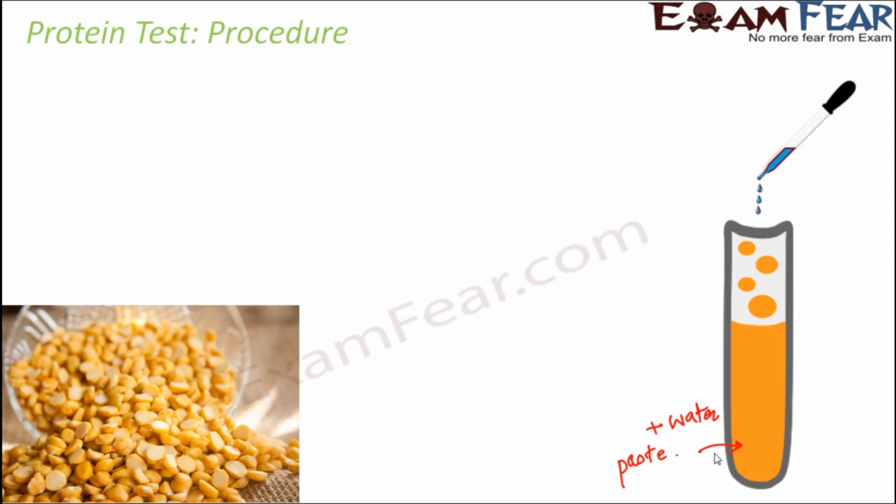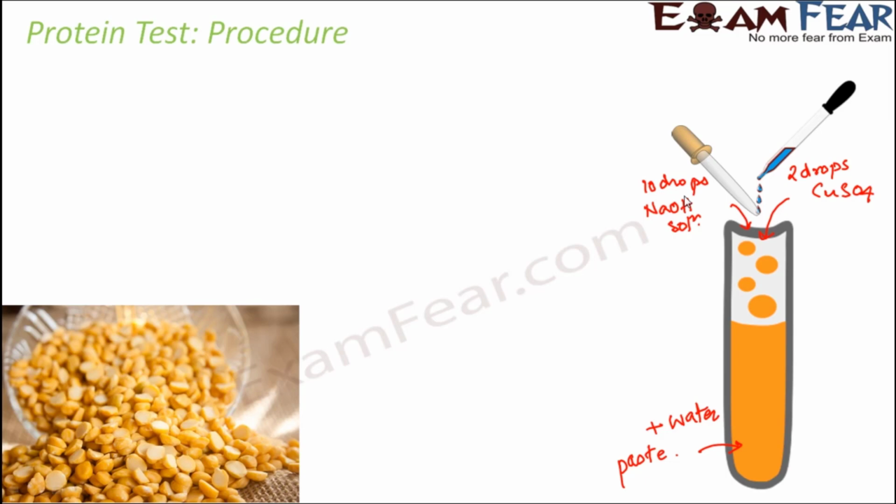Now we add to it 2 drops of copper sulfate solution. So approximately 2 drops of copper sulfate solution are added to this test tube. And then around 10 drops of caustic soda solution is added. So you first added 2 drops of copper sulfate solution, then you added around 10 drops of sodium hydroxide or caustic soda solution.